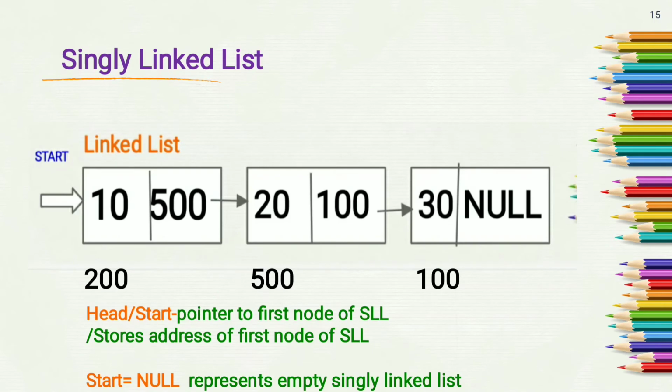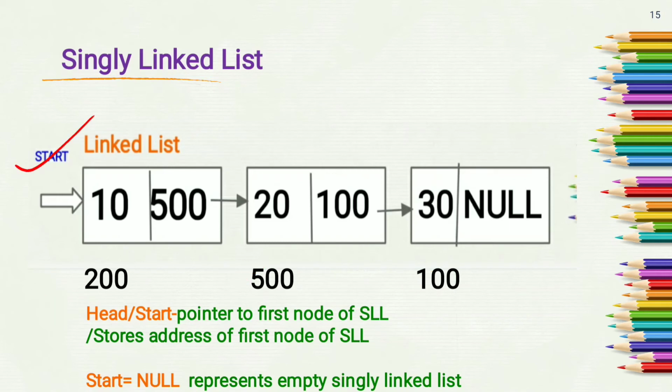This is an example of singly linked list where first node having value 10 and address 500, which is the address of next node, which contains 20 and address of next node 100, which is the address of last node having data 30, and link contains null value which represents this is the last node of the singly linked list. Here I have assumed the address of first node is 200, address of second node is 500 and address of third node is 100. As we know that in linked list there is no contiguous memory allocation.